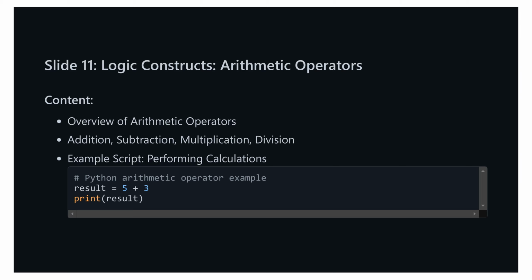This slide provides an overview of the fundamental arithmetic operators you will frequently use: addition, subtraction, multiplication, and division. These operators are essential for performing mathematical calculations in your scripts. Here's a simple example to demonstrate an arithmetic operation in Python. Python arithmetic operator example: result equals 5 plus 3, print result. In this example, we are performing an addition operation where we add 5 and 3, storing the result in the variable result, and finally printing it. The expected output will be 8.